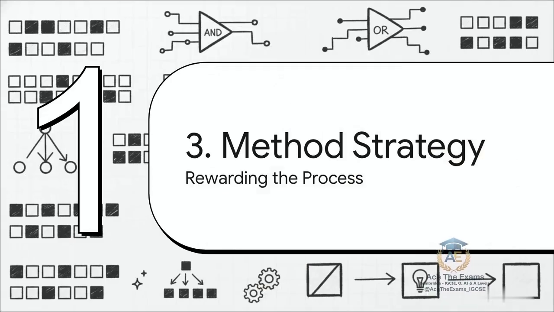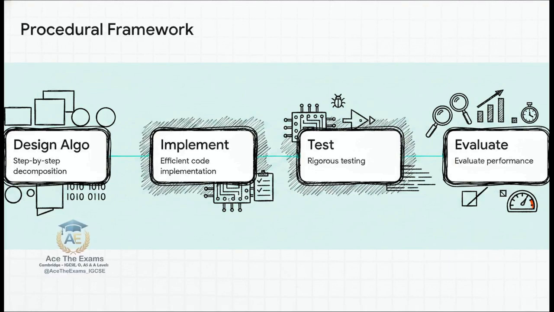Section 3, the method mark strategy, rewarding the process. This is where things get really interesting. Listen up, because this is the absolute secret weapon of top-tier candidates. Examiners actually award marks for your process, not just having a flawless final line of code. They desperately want to see your algorithmic thinking, your decomposition of the problem, and your data structure selection. Even if your final binary output has a minor, silly error, a brilliant method will salvage the vast majority of your marks. Let's look at the procedural framework expected by examiners to prove your practical application and algorithmic thinking.